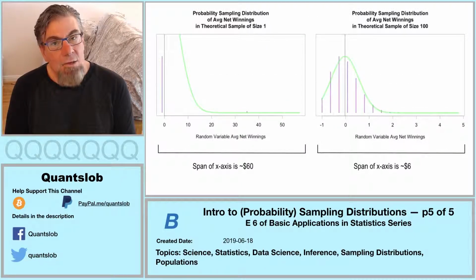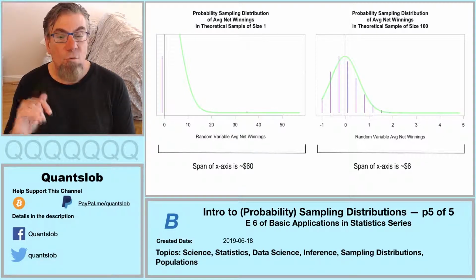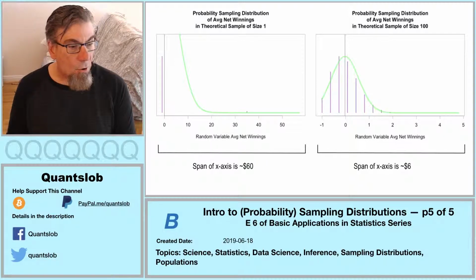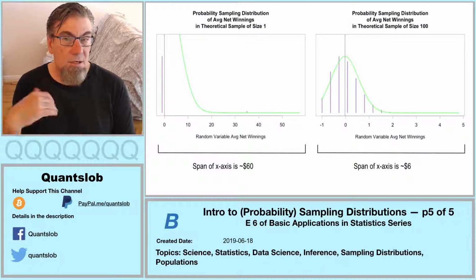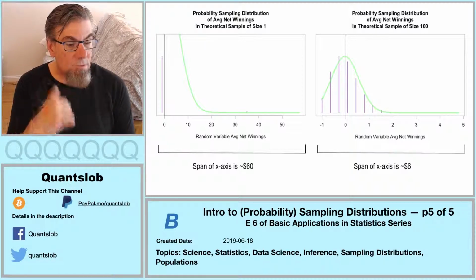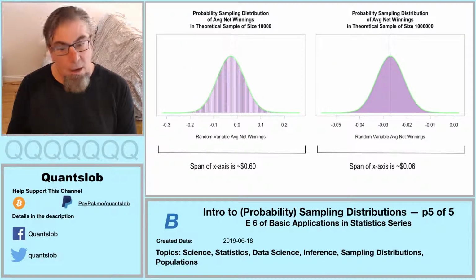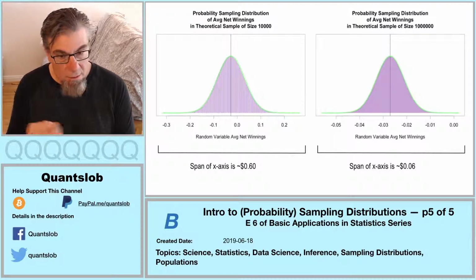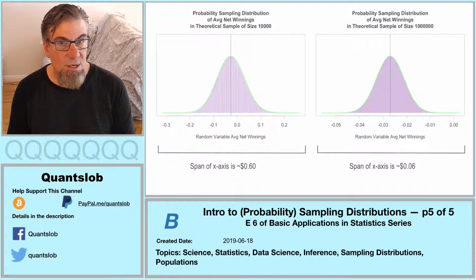And one last thing here, because it's pretty important, returning to roulette, let's focus on the scale or span of the x-axis of 4 of our sampling distributions from roulette. With a sample size of 1, the span here, or if you prefer, the range of the x-axis is about $60 here. With the sample size of 100 over here on the right, the span of the x-axis is about $6. With the sample size of 10,000 here, the span of the x-axis is about 60 cents, if you can see that. With the sample size of 1 million, the span of the x-axis is about 6 cents.